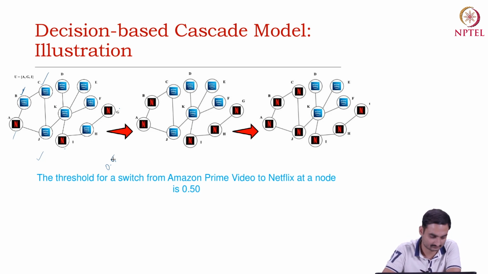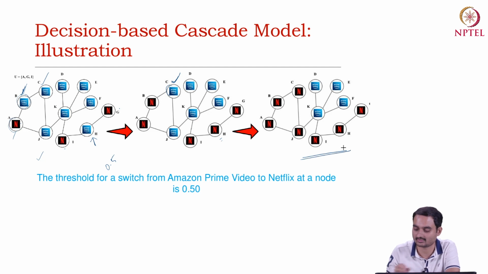So let's say node B, right? 50%, you see that 1 out of 2 neighbors has adopted Netflix, so B will also adopt Netflix. What about H? 100% of neighbors have adopted Netflix, so H would adopt Netflix. What about C? Again 50% has adopted, so C would also adopt Netflix. So you would get this kind of setting.